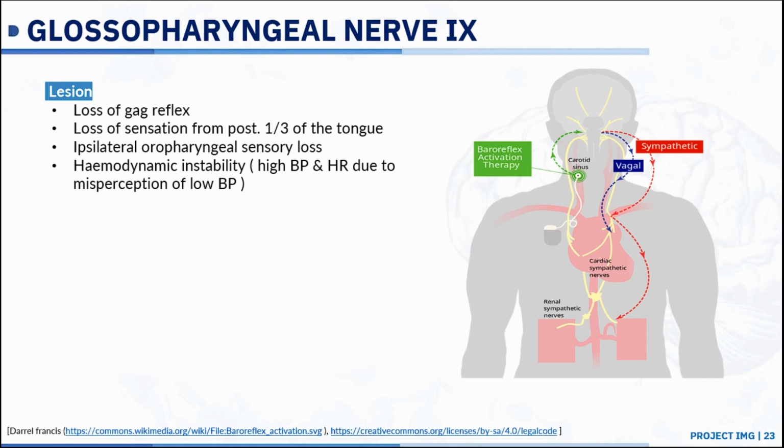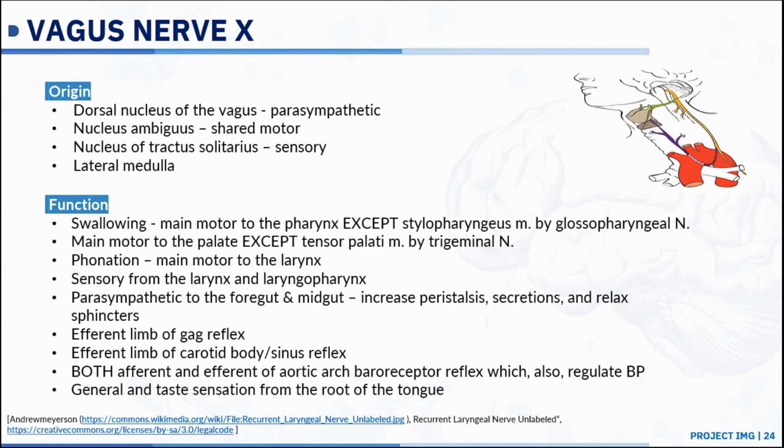Glossopharyngeal nerve 9 lesion: loss of gag reflex, loss of sensation from the posterior one-third of the tongue, ipsilateral oropharyngeal sensory loss. Hemodynamic instability, high BP and HR due to misperception of low BP.